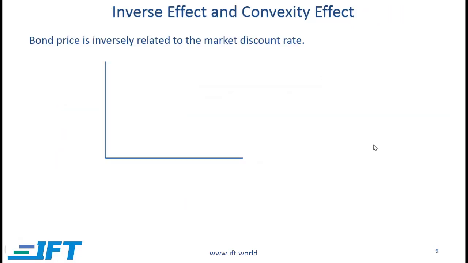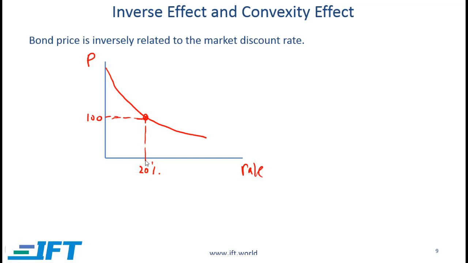Let us look at the inverse effect and convexity effect graphically. If we plot the price of a bond relative to the market interest rate, we will have a curve which looks like this. And let's put in numbers for bond B. With bond B, the coupon rate is 20% and the maturity is 10 years. Let's say that this represents the par value. If the market interest rate is 20%, then the value of this bond is 100.